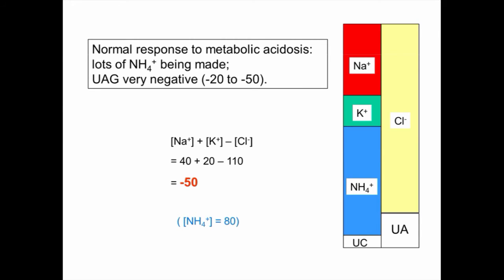In the normal response to a metabolic acidosis, there's a lot of ammonium generated, and the urine anion gap will be a large negative number, usually between minus 20 and minus 50. Here, the urine sodium is 40, potassium is 20, chloride is 110, and ammonium is 80. And the urine anion gap, sodium plus potassium minus chloride, is minus 50, reflecting the synthesis of ammonium.